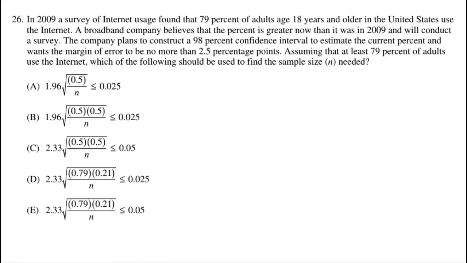A broadband company believes that the percent is greater now than it was in 2009, and it will conduct a survey. The company plans to construct a 98% confidence interval to estimate the current percent and wants the margin of error to be no more than 2.5 percentage points. So that means 2.5% or less. Assuming that at least 79% of adults use the internet, which of the following should be used to find the sample size n included?